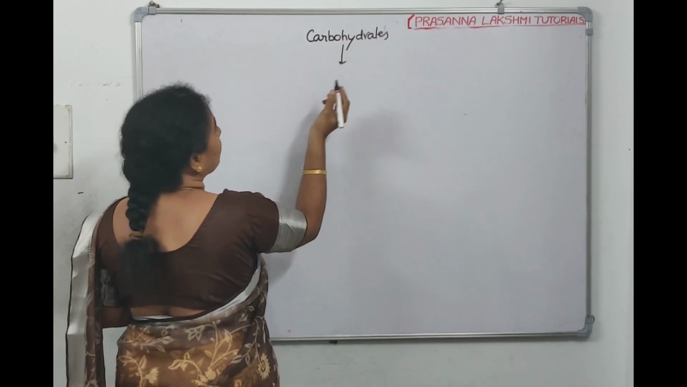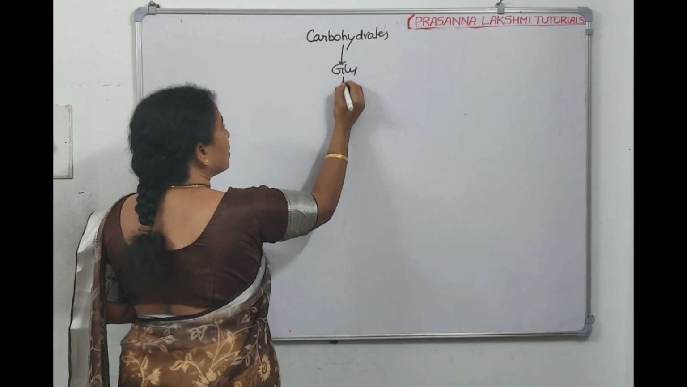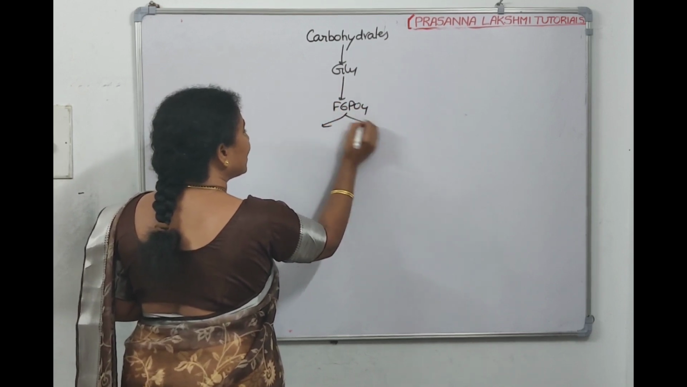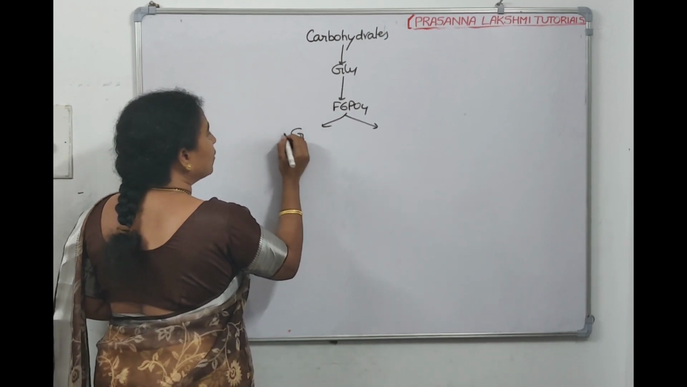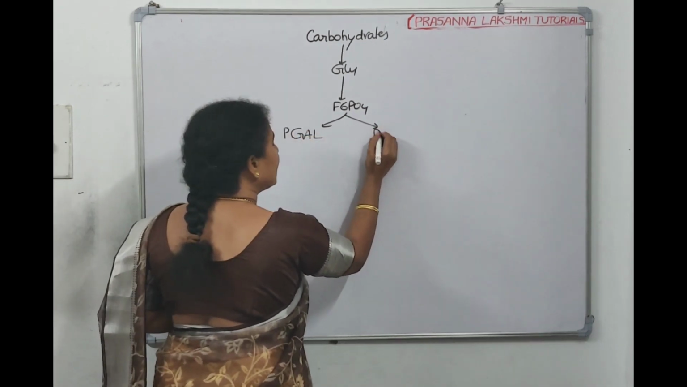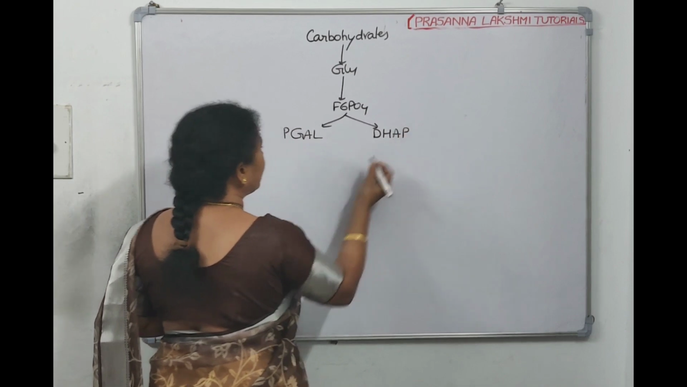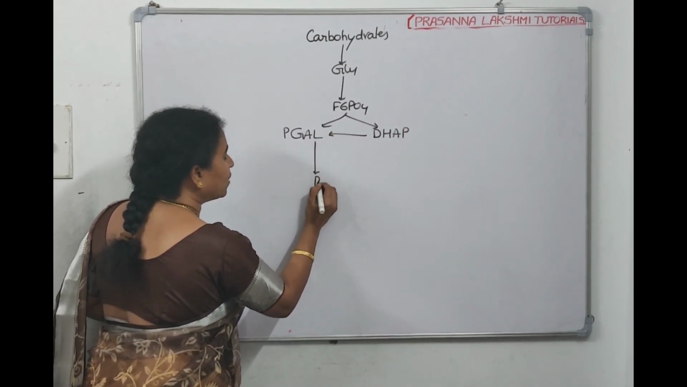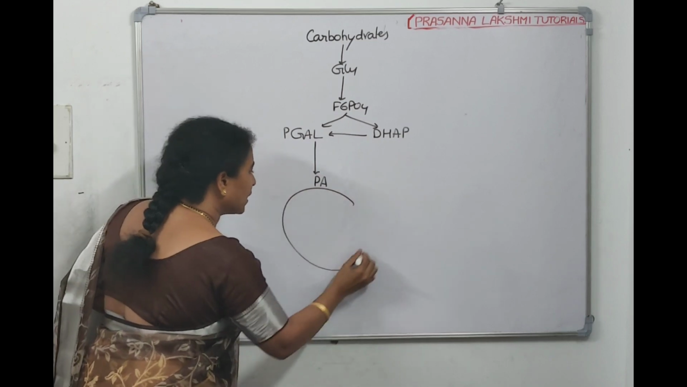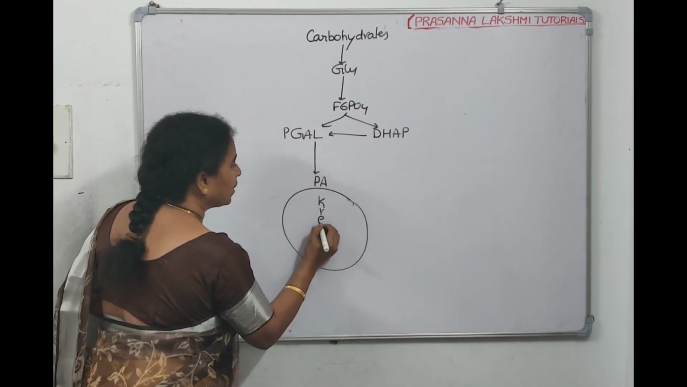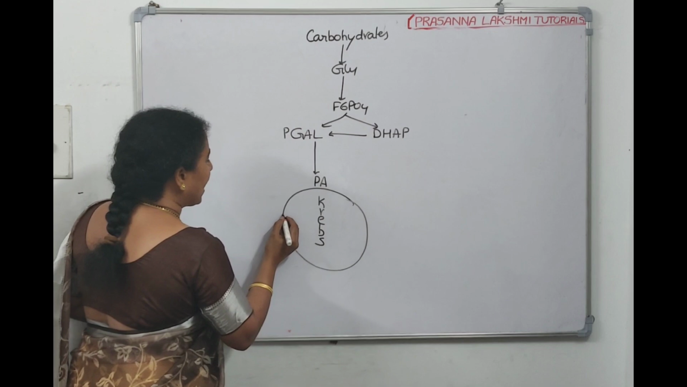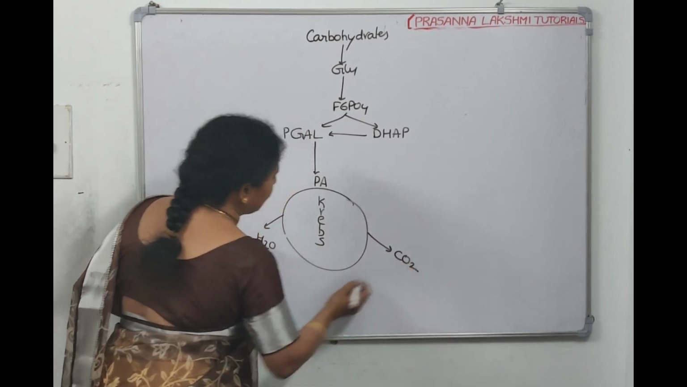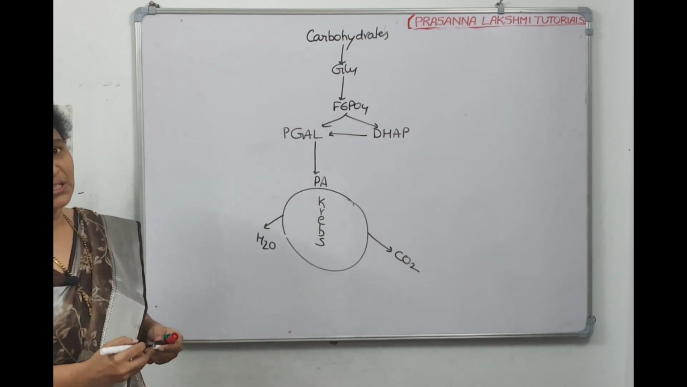they are broken down to glucose. Glucose is broken to fructose. Fructose is broken down to phosphoglyceraldehyde and dihydroxyacetone phosphate. Then this gets converted to this and then we get pyruvic acid. This pyruvic acid enters the Krebs cycle and then water molecules and carbon dioxide are released out, right? So this we have seen.